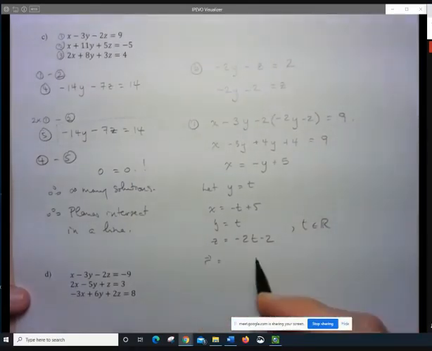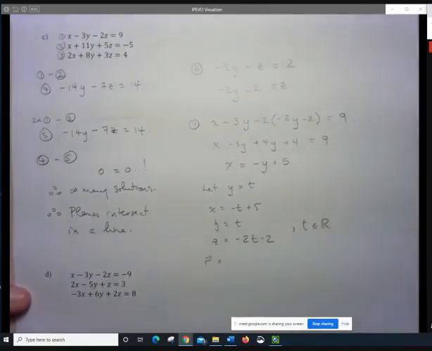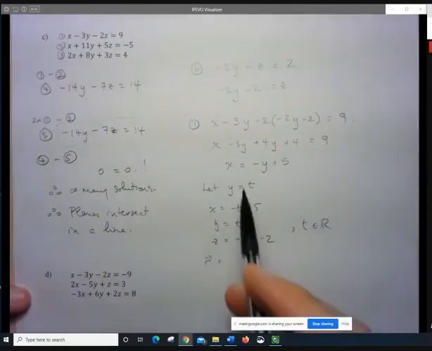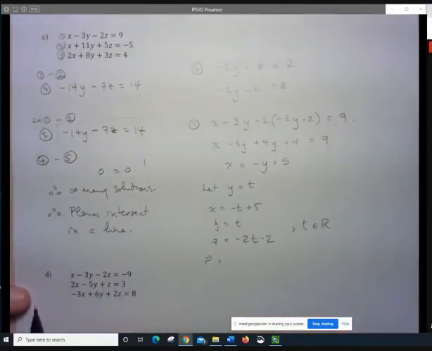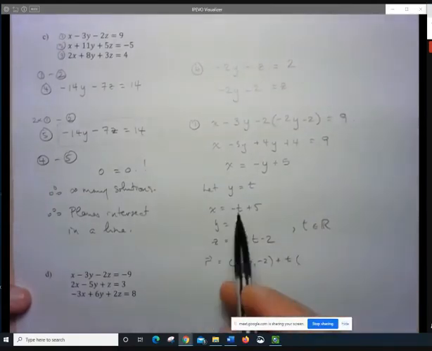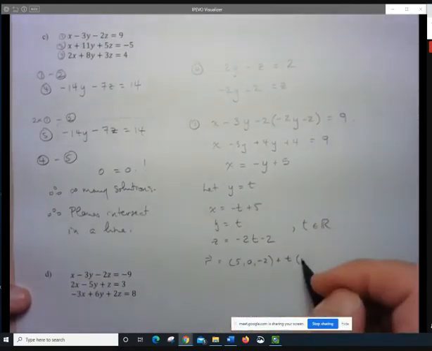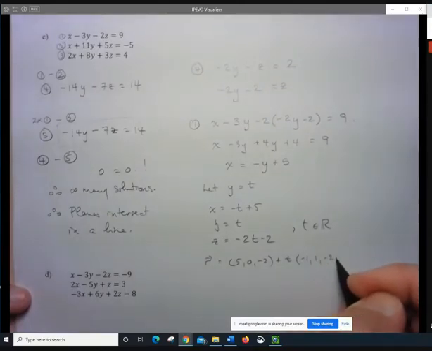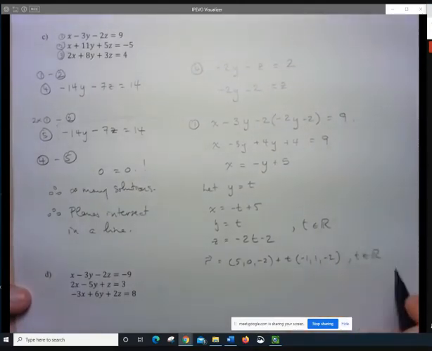Let's just do a bit of review. What represents the point here? Let's remind ourselves how we can write this equation. So what would be the point on the line? Where do you look for the point on the line? You look at the constants. So 5, plus 0, minus 2, so this would be 5, 0, negative 2, plus t times, and the direction vector is given by the coefficients of t. So negative 1, 1, negative 2. And there you have it.